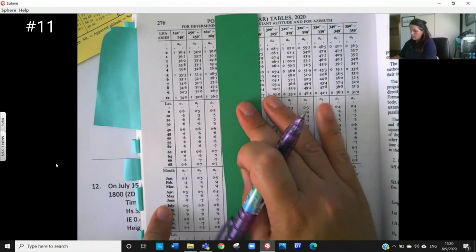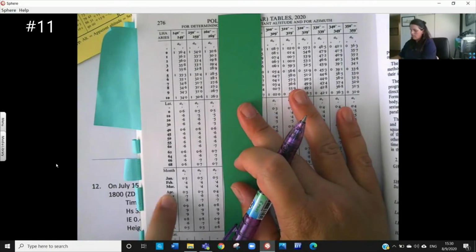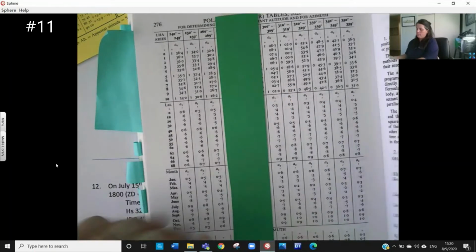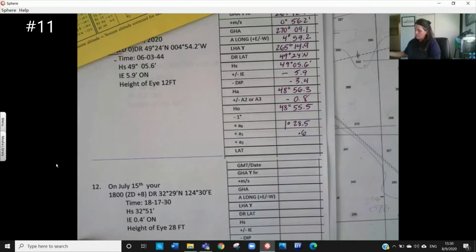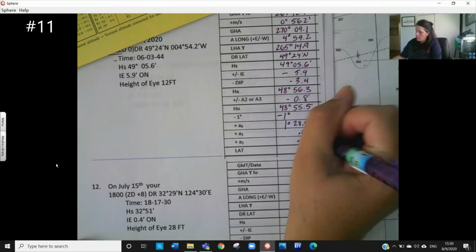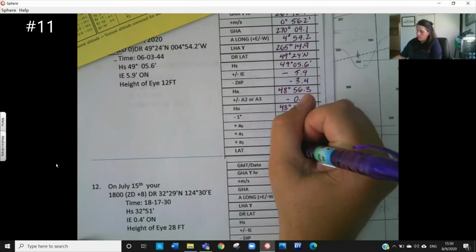A2, this was taken in March. So we find March, our correction would be 0.4. We always minus 1 degree and add the rest.